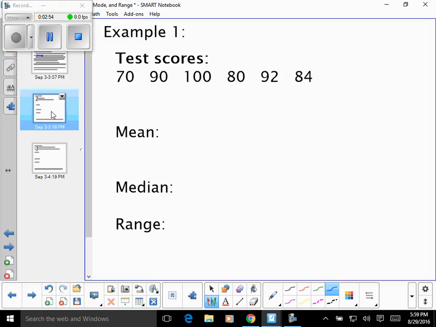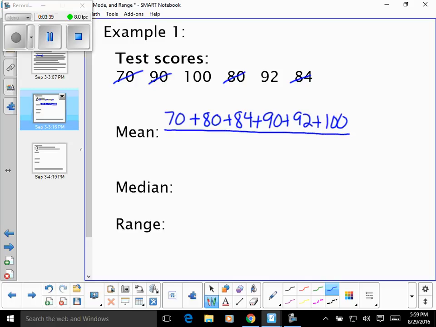Example 1. We have some test scores: 70, 90, 100, 80, 92, and 84. We are going to rearrange these items and calculate the mean all in one step because you are going to have to show your work. We start with our lowest value, which is 70. I actually cross them off as I go through them so I don't miss anything. Then the 80, 84, the 90, the 92, and then the 100.